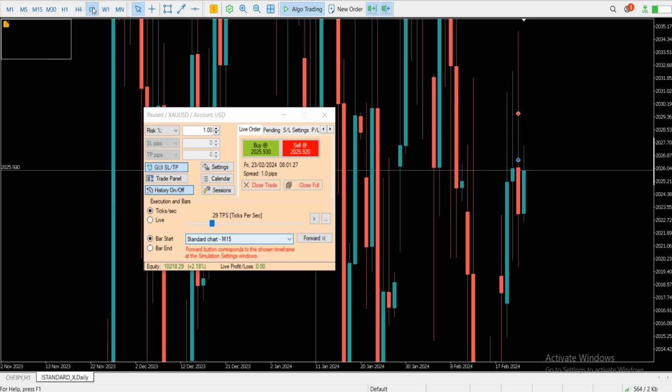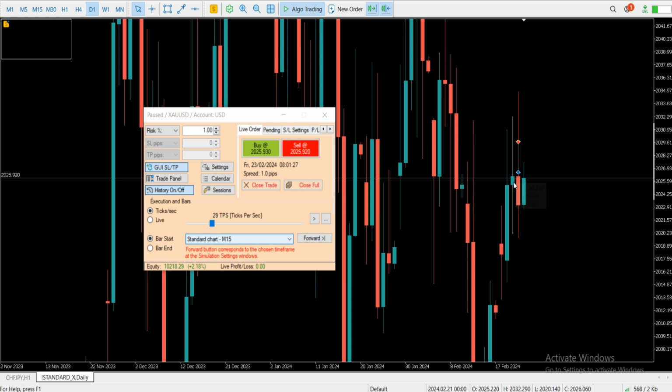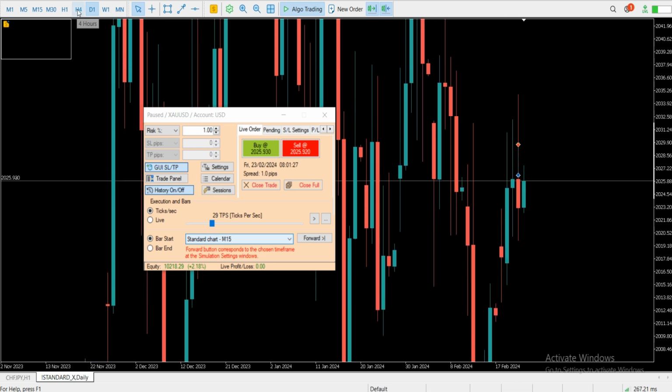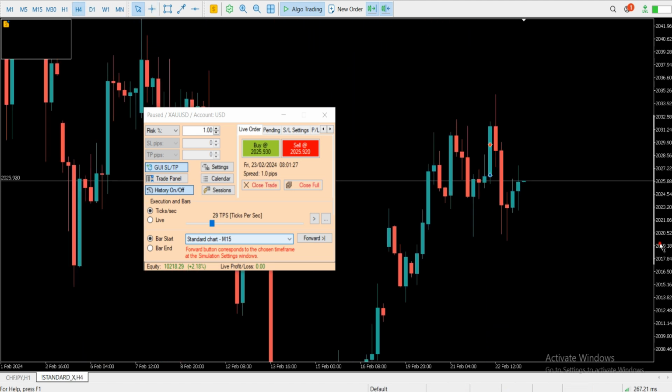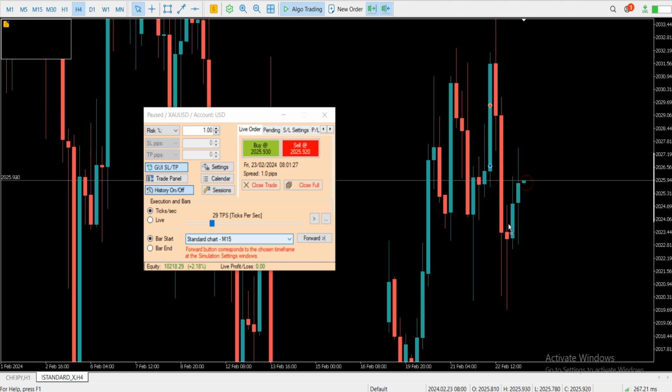Looking at the daily, the previous candle closed bearish, but we are also rejecting this area. So it's not that clear, I would say. So I would stick to the 4-hour, and I want to see some support formation on the 30-minute.